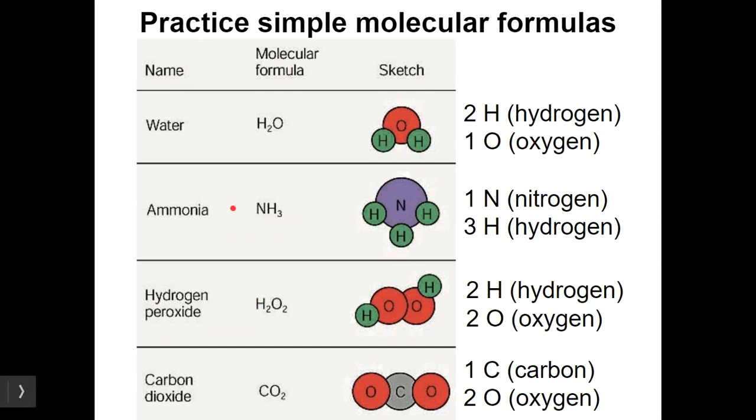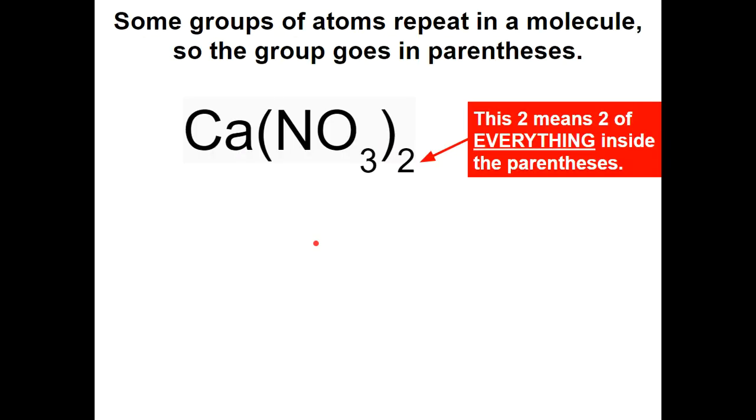Because then anything ahead of this is going to refer to the whole molecule. You don't have to know that now, but just know that there's a reason why it's like that. Okay. Now, tricky. Some groups of atoms repeat in a molecule. And because scientists are basically lazy, they want to do things the easiest way possible. So that whole group goes in parentheses.